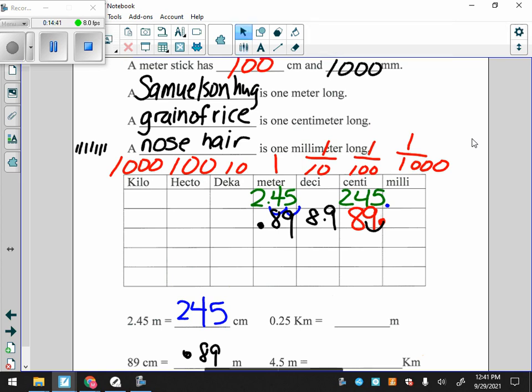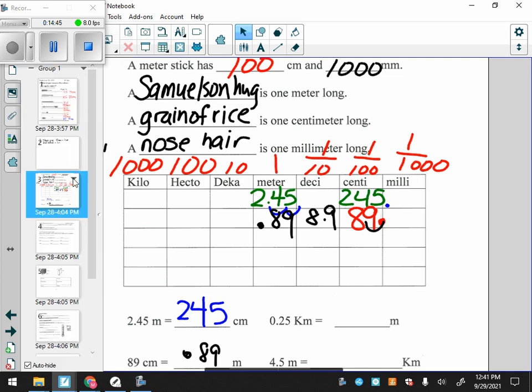Alright. Turn the page. I'm going to erase this.